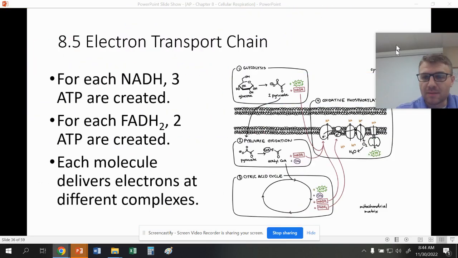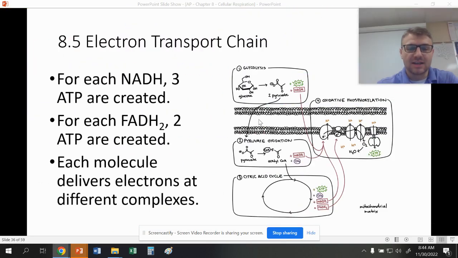All right, so let's talk about the reason why we get around 36 to 38 ATP per glucose. For every NADH molecule, we're going to create about 3 ATP. For every FADH2 molecule, you're going to produce 2 ATP. And remember that these NADHs and FADH2s are going to come from the first 3 steps. They are going to make their way to this electron transport chain where they're going to dump off those electrons.